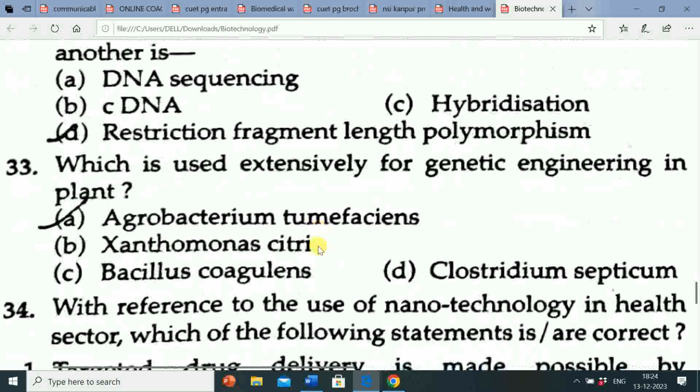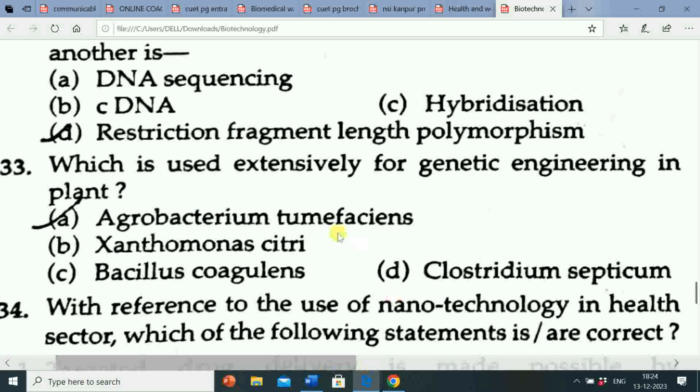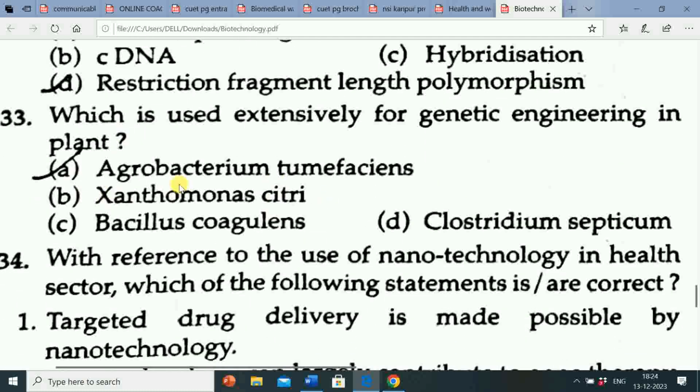So next question is, which is used extensively for genetic engineering in plant? Option A, Agrobacterium tumefaciens; option B, Xanthomonas citri; option C, Bacillus coagulans; option D, Clostridium septicum.